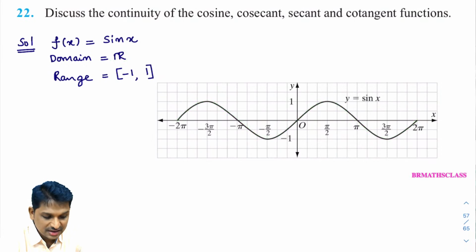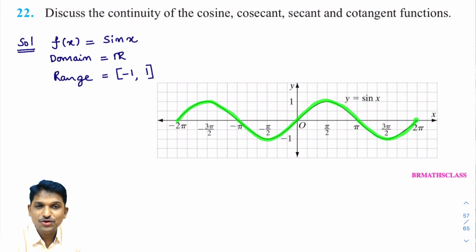How to discuss continuity of this function from graph. You observe its graph, you start from here, you observe that is there any gap in its graph on its entire domain. And remember one thing, very important point, discussing continuity of the function is always meaningful when we discuss continuity in its domain.